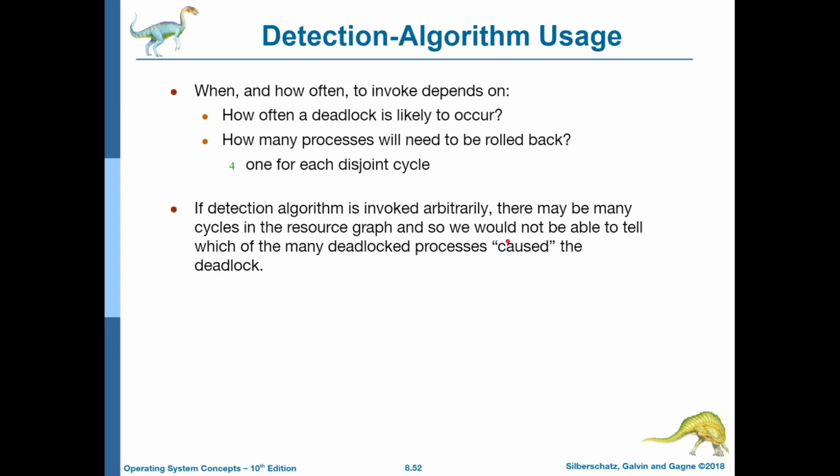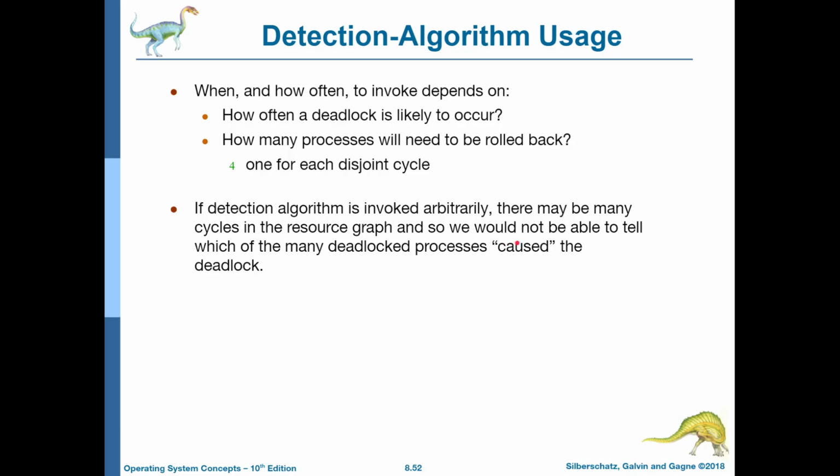So how often do we use this detection? It really depends on how often a deadlock is likely to occur, and how many processes need to be rolled back. Because if we want to run this algorithm efficiently, we don't want to run it every single time. Remember, it takes order m times n squared to complete, and that's considered very slow.